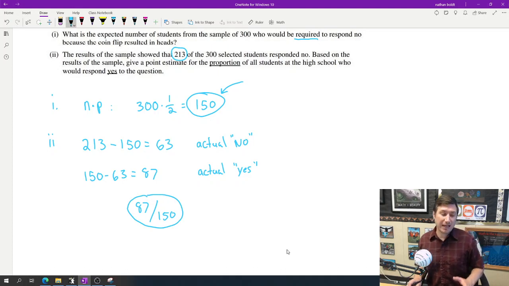So that is our point estimate for the true proportion of the students at the high school who would respond yes to whether or not they recycle regularly. All right, I hope that makes some sense to you all.